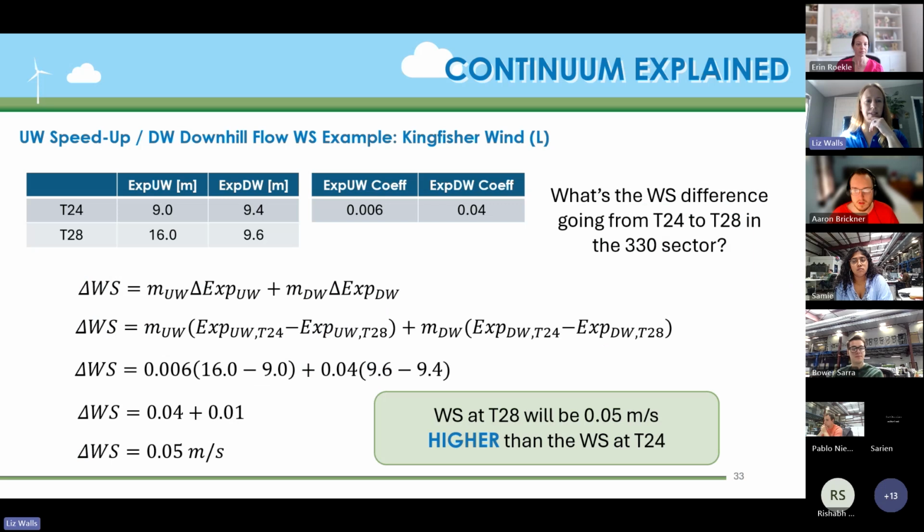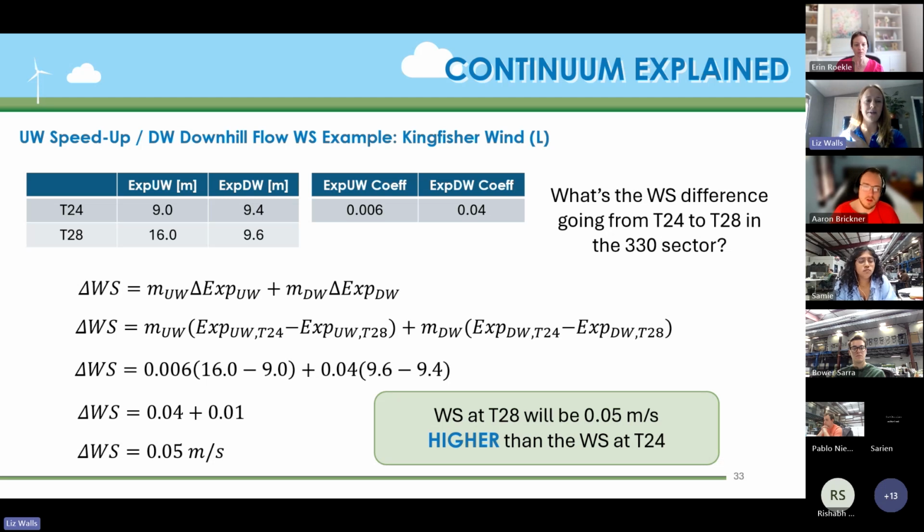Okay, so now let's see how those numbers come out. Here we have the coefficients. Again, we'll get into how those are defined in a later session. We're just going to calculate what the estimated difference between the two sites would be based on the flow type and the exposure. So upwind, we have the induced speed up. Notice that this is a positive sign, not negative anymore, like we did for the uphill flow. And then we have the downwind coefficient multiplied by the change in the downwind exposure, which is very similar, right? The downwind exposure is not very different between the two sites.